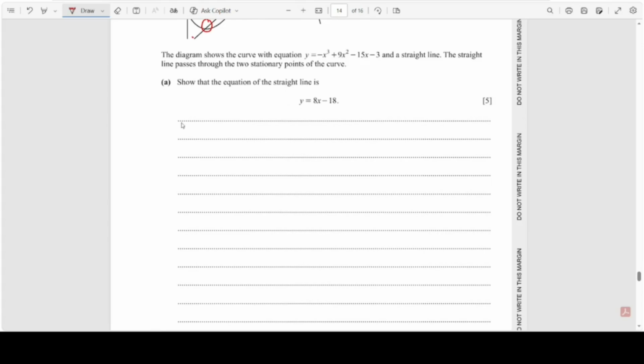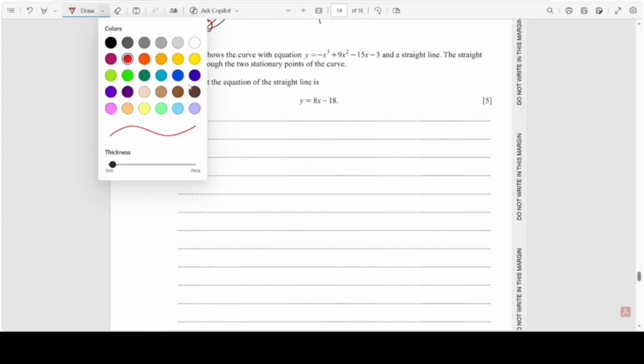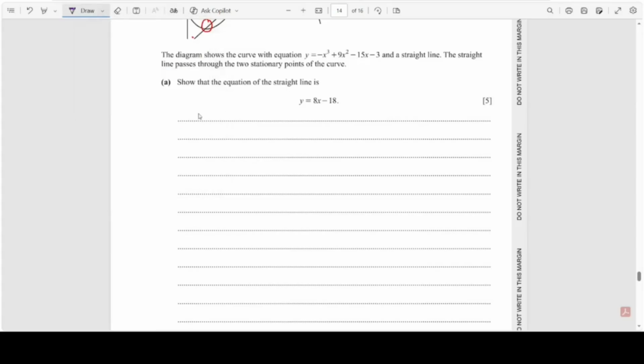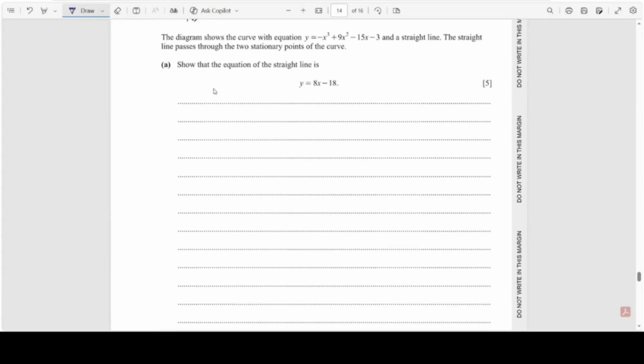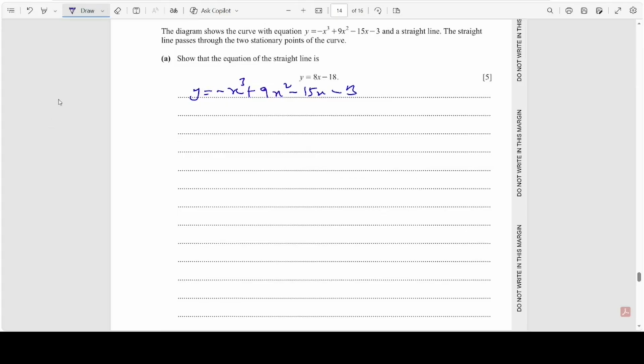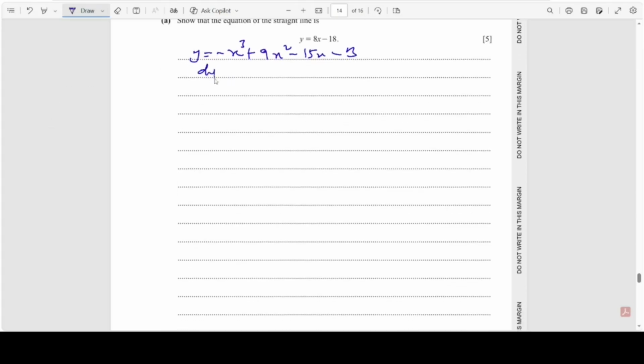So for the curve here, let me write that here, change the color of my pen. So y is equal to negative x cubed plus 9x squared minus 15x minus 3. So let's try and differentiate. dy/dx is equal to, we drop the exponents and then subtract 1 from the exponent. So negative 3x squared plus 18x minus 15 and then plus 0.